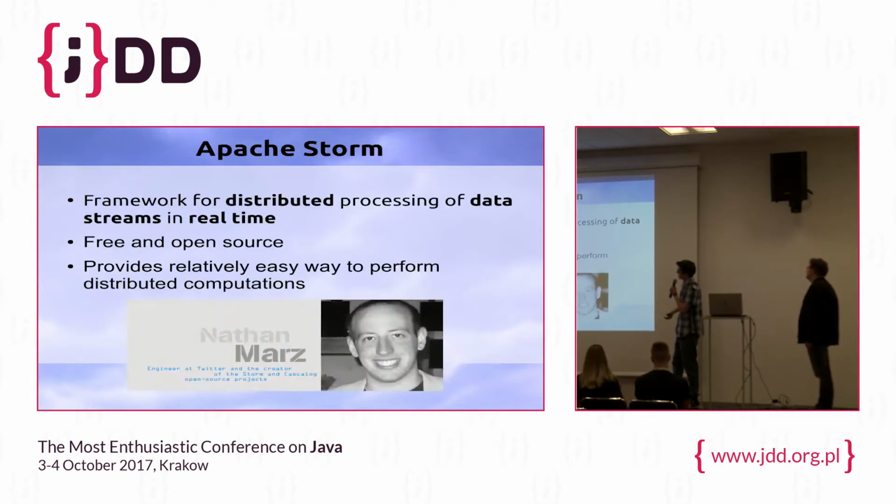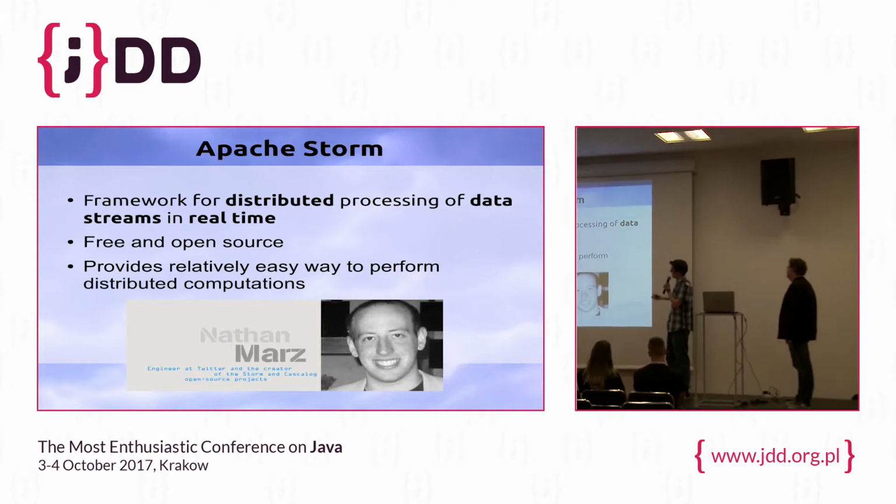So what is Apache Storm? Apache Storm is a framework for distributed processing of data streams in real time. These three phrases, distributed processing, data streams, and real time, depict the best features of Apache Storm. It was created by Nathan Marz and his team for Twitter. Twitter used it for analyzing tweets. Then they realized it's quite good, quite fast, so they came with the idea to open source it. They put this project into the Apache Storm incubator, and now it's free and open source, and everyone can use it.